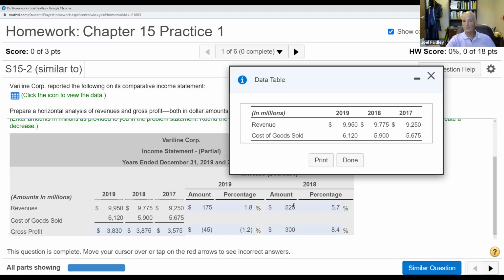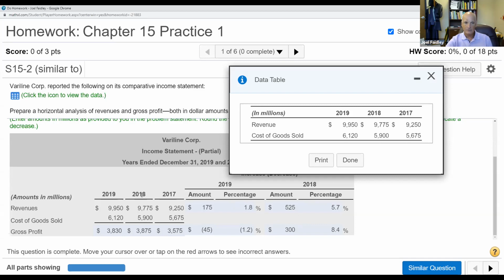All right, so what have we got going on there? If you take 2018, which is 97.75, where's my calculator? 97.75 for 2018 minus 92.50 is $525. So the base year, when you're looking at 2018, the base year is 2017. So I went up in revenues from 92.50 to 97.75, $525. So 525 divided by 92.50 is 5.7% if you round off.